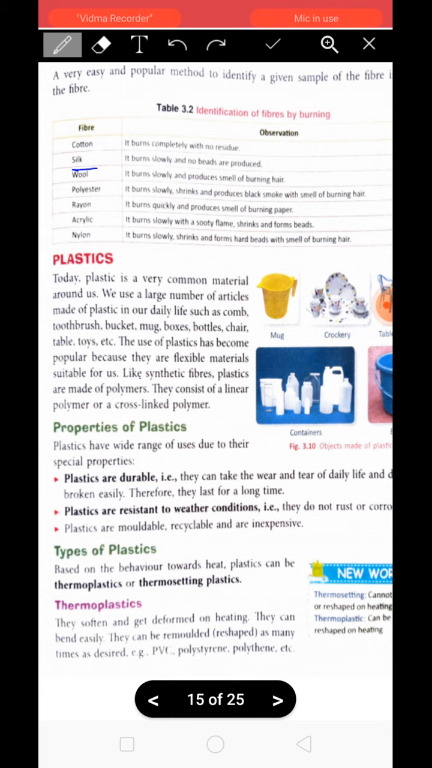If we burn wool, it will burn slowly and produce the smell of burning hair. Polyester, when burned, shrinks and produces black smoke with the smell of burning hair. Rayon burns quickly but produces the smell of burning paper, because both of them are made up of wood pulp. Acrylic also burns slowly with a sooty flame, shrinks and forms beads. Nylon burns slowly, shrinks and forms hard beads with the smell of burning hair. Okay, these are the properties of different kinds of fabric when we burn them.